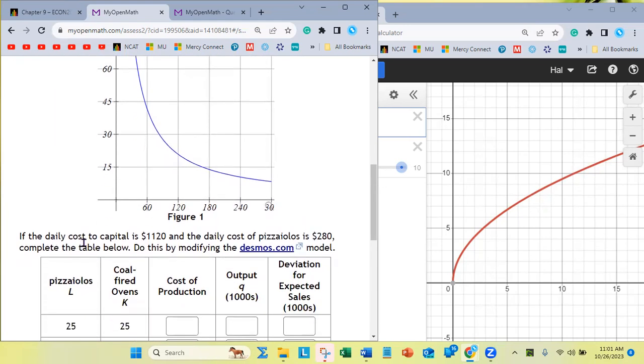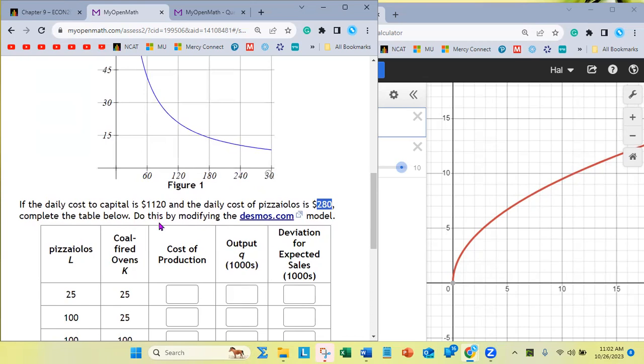Now down here, I'm making some assumptions. My capital cost is $1,120 a day, and my pizza chefs' cost is $280 a day, right? So this is my daily cost of capital. We'll call it rent. You got to rent a building. And this is my wage, W, right? And we're going to use that information to complete this table.